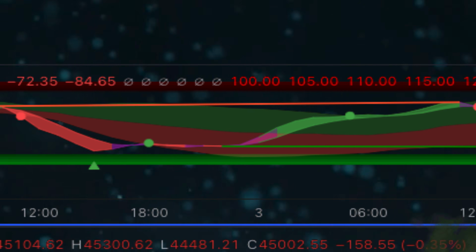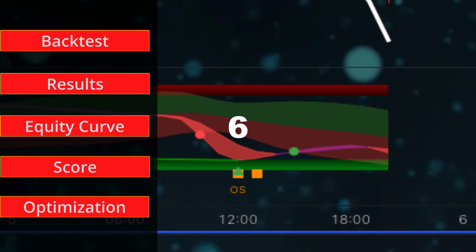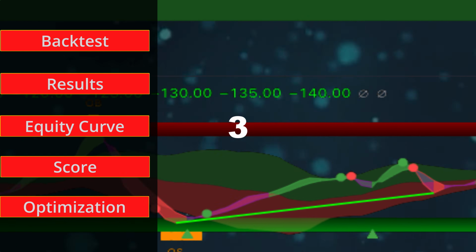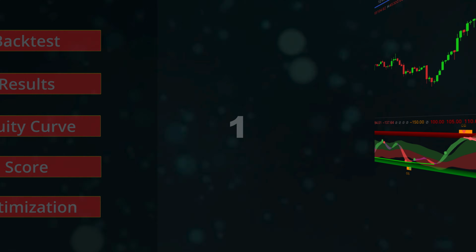I'm going to give you some phenomenal ideas on how we can improve this system along with a trader's landing score. And now it's time to do what I do.